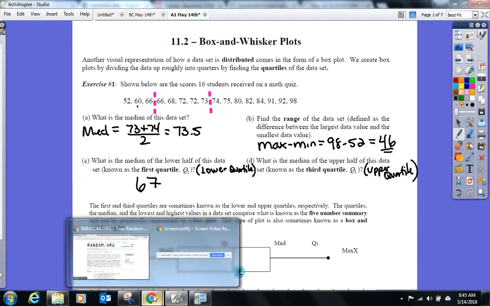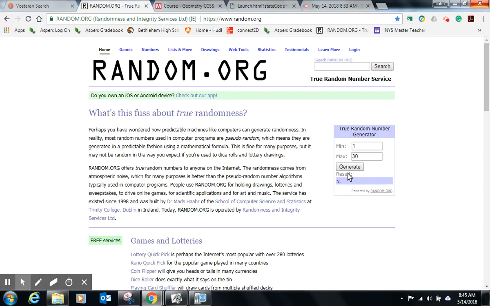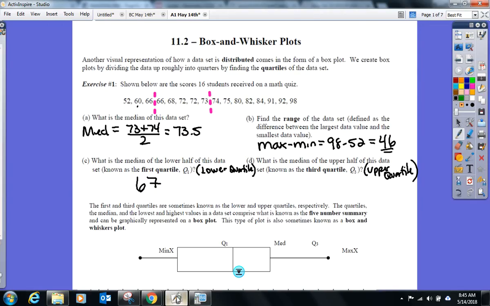What do you got for me? Median of the upper half, quartile 3. Marco, get a number 1 through 30. 30. Joy, that's your number now. Upper quartile, 83.